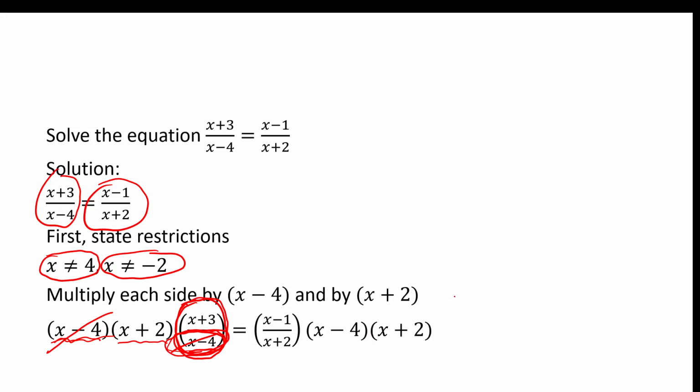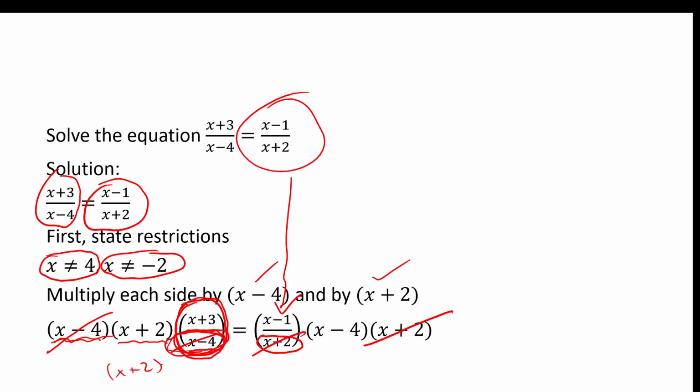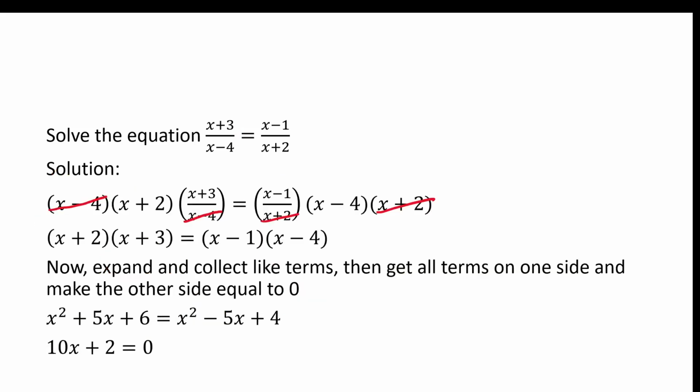And similarly, on the other side, we're taking this (x minus 1) over (x plus 2), and we're multiplying it by (x minus 4) and (x plus 2). Well, same principle. We see we've got this x plus 2 as a factor of a denominator, and we're multiplying that rational expression by x plus 2. We can cross those out. And so what we end up with, if you look at the left-hand side, it's just x plus 2 and x plus 3, both in the numerator. And on the right-hand side, it's just x minus 1 and x minus 4. Okay? And that's what we've written here.